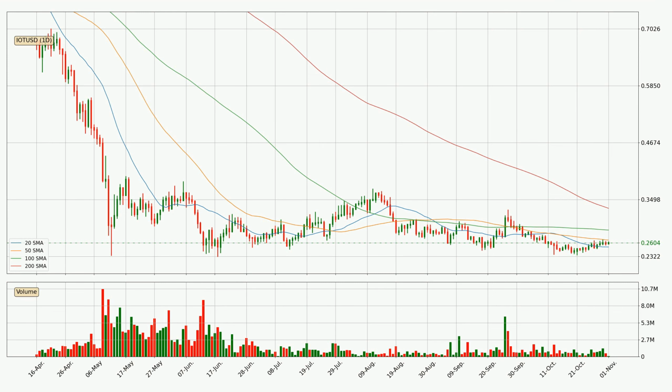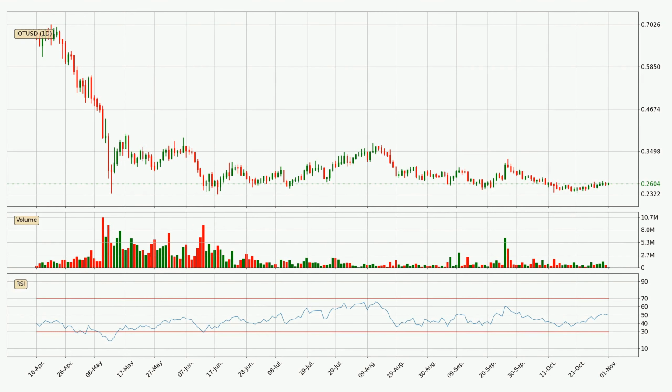Looking at the daily relative strength index, the current daily RSI is at 51, so there are currently no signs of the crypto being overbought or oversold.